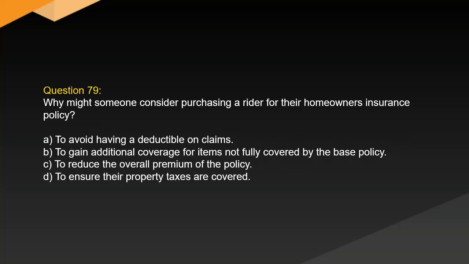Question 79. Why might someone consider purchasing a rider for their homeowner's insurance policy? A. To avoid having a deductible on claims. B. To gain additional coverage for items not fully covered by the base policy. C. To reduce the overall premium of the policy. D. To ensure their property taxes are covered.